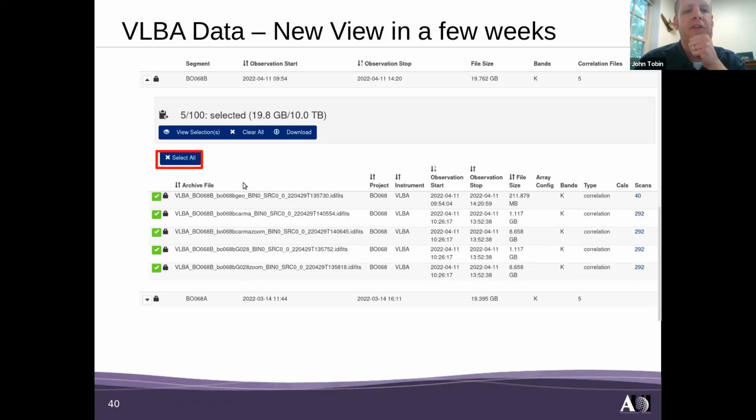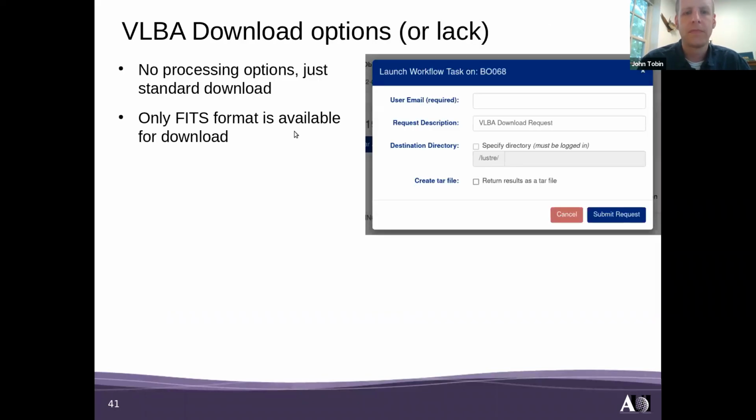And with these segments, there's this addition of a select all feature. So if you select all, it will select all of the correlations within that segment for download. And you'll notice here, this is the new UI feature that I alluded to earlier, where instead of the X when you select something, we're going to show a green check. And so then you go to select all, and then you go to download.